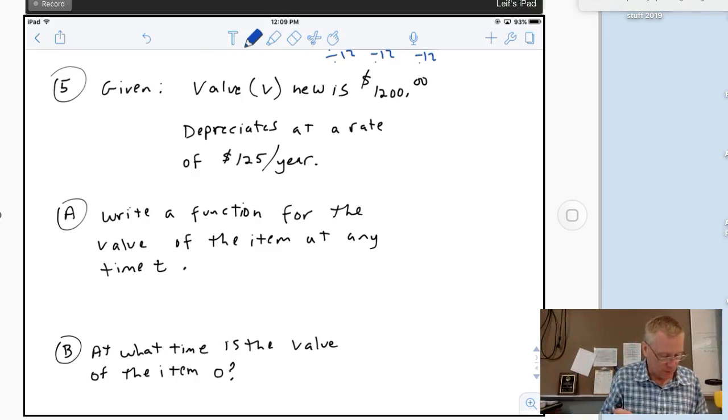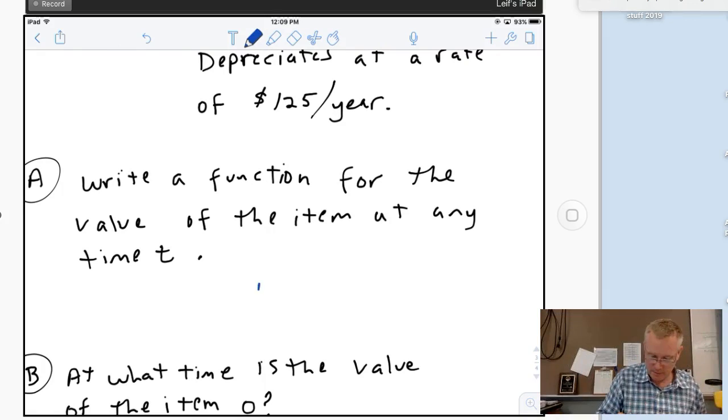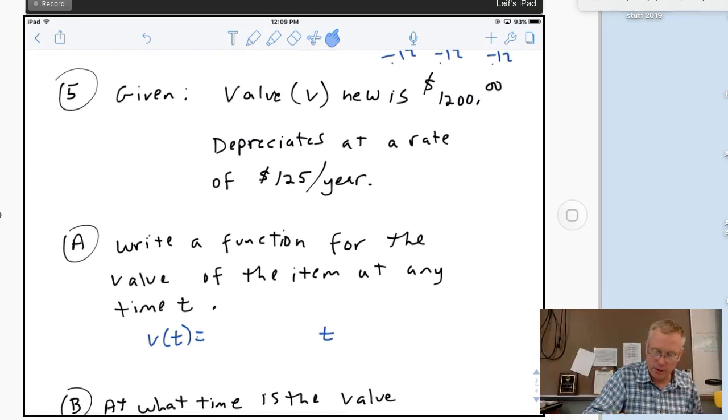All right, so this one. So if I have t as time, then I'm going to have over here V of t, like f of x kind of thing. The value at time t will be V of t. Okay. Now, it started out at $1,200.